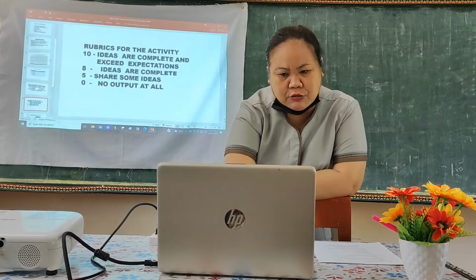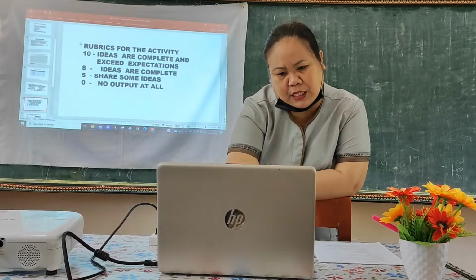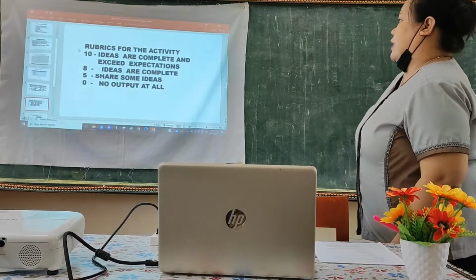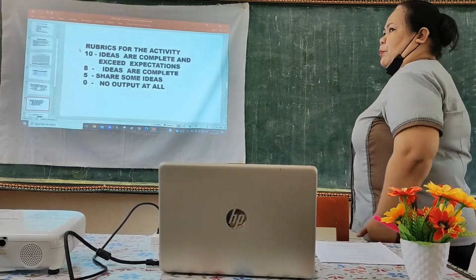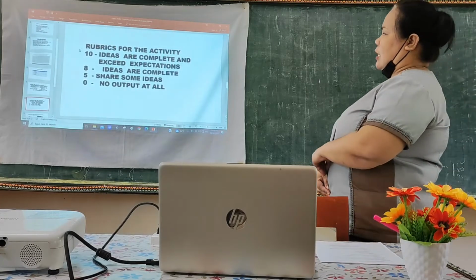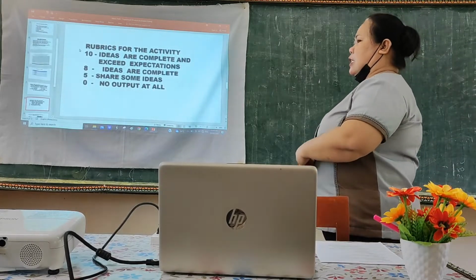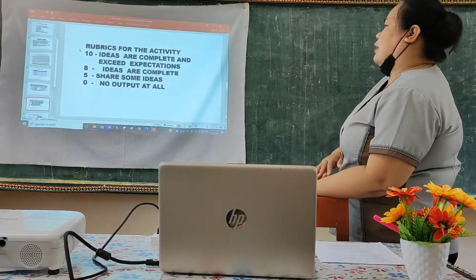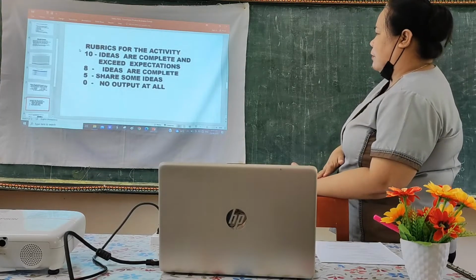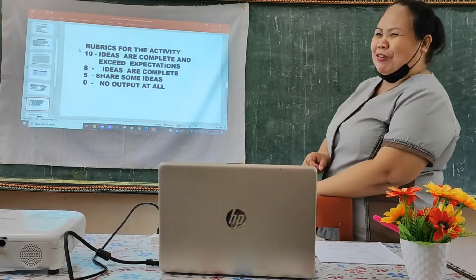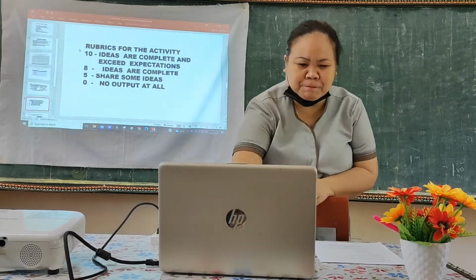Their presentation is being graded by these particular rubrics. Okay. We have here the rubrics for this activity. Okay. The perfect score is 10, wherein the ideas they presented are complete and exceed expectations. 8 points for those that show the ideas are complete. 5 for some ideas shared, and 0 for no output at all. Okay.